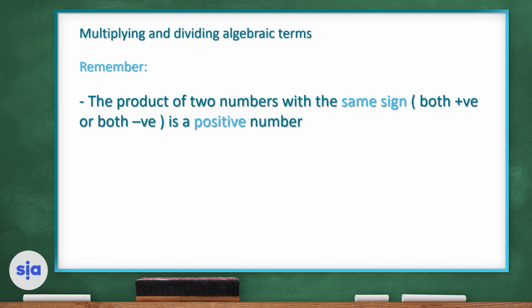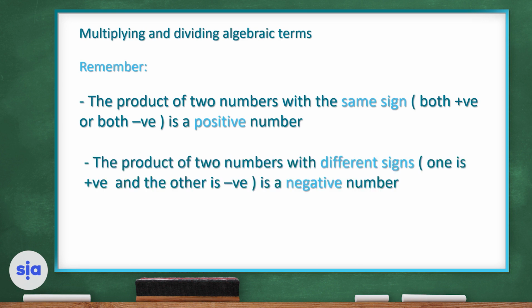Let's remember that the product of two numbers with the same sign, either both positive or both negative, is always a positive number. While the product of two numbers with different signs, like one is positive and the other is negative, is always a negative number.